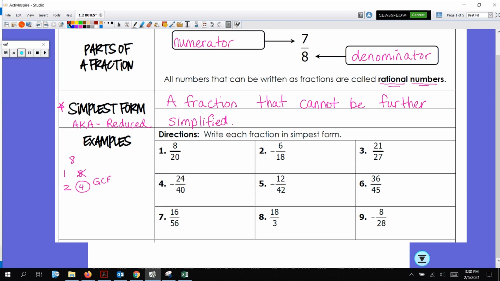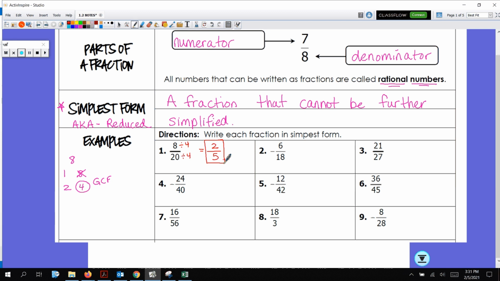So in order to simplify that, I'm simply going to divide top and bottom by the greatest common factor. 8 divided by 4 is 2. 20 divided by 4 is 5. This is in its simplest form, okay? Again, I'm going to go over here to number 2. I got negative 6 over 18.